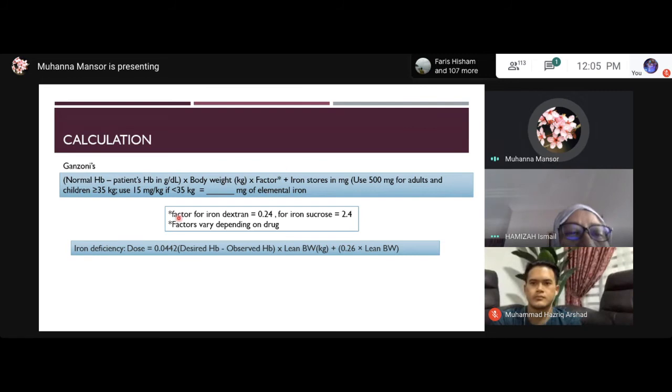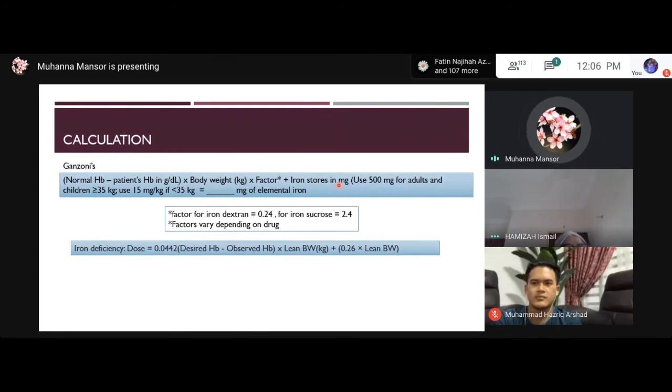The factor depends on the preparation of the iron. So iron dextran, the Cosmofer, is 0.24, iron sucrose, the Venofer, is 2.4, and then we add the iron store. Iron stores means the expected iron store that is already inside our patient's body.